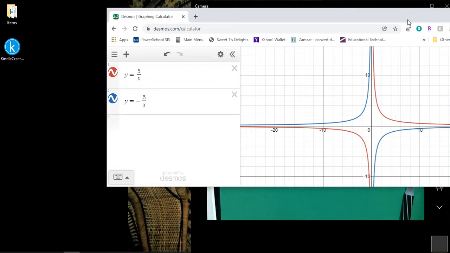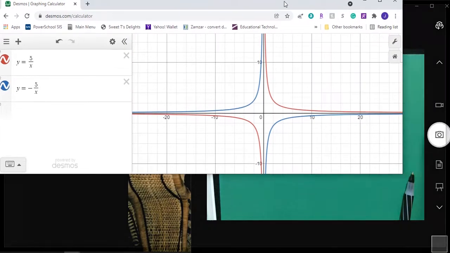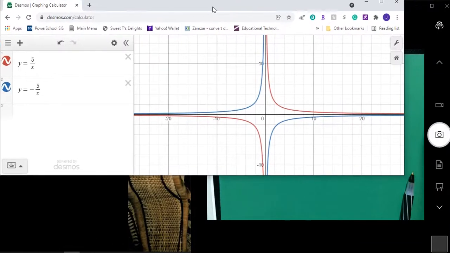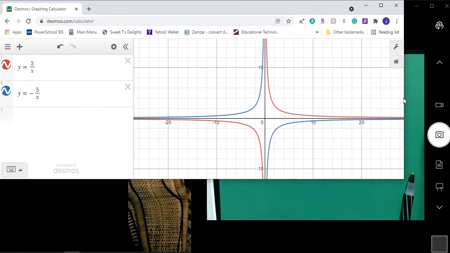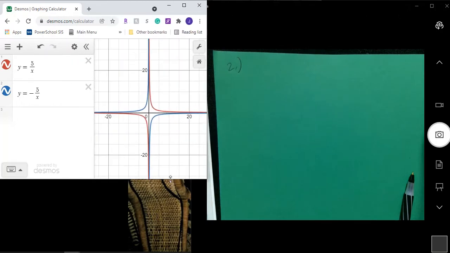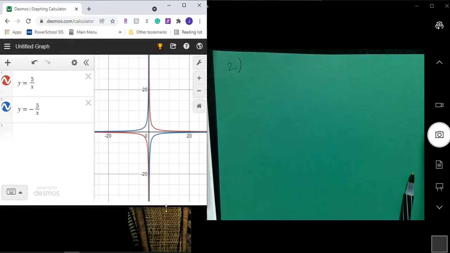Now we go here to B. Okay, for some reason it's not allowing me. Okay, let me do this. I have to shrink this up here. Okay, so now we're going to go to B.